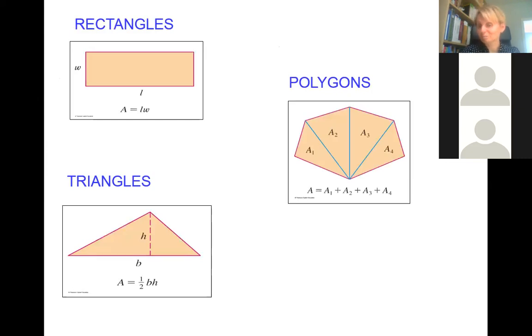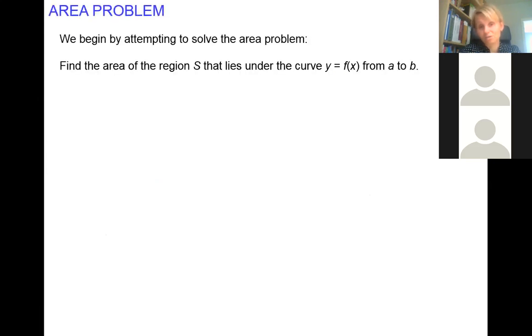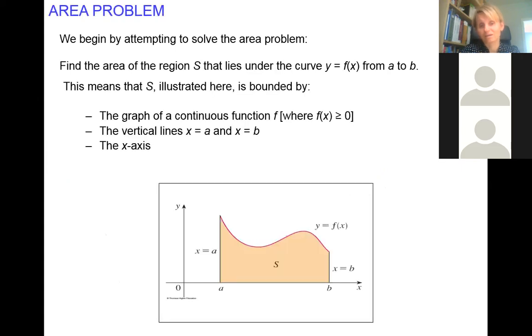polygons. It doesn't matter what shape we have, we can always create triangles, and having all of the triangles, we can find the base and the height and add them together. That means it's not a problem. The problem starts if one of the sides, or maybe more, is not a straight line. Let's see something like that.